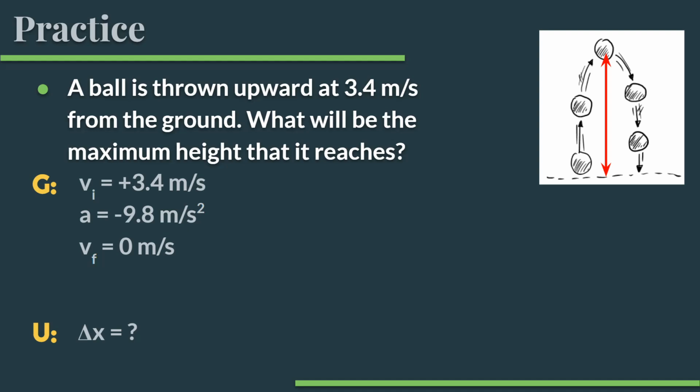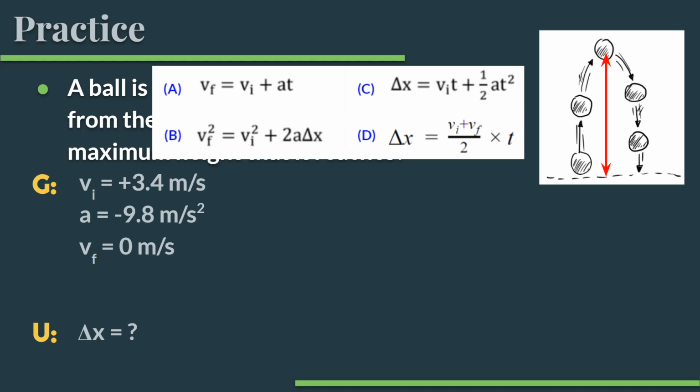If I look at my equations, I can use one of these, A, B, C, or D, to solve for delta x when I know VI, A, and VF. Which equation can I use? Take a look if you're not sure. A, B, C, or D? B. Yeah, I can use equation B. I don't know the time, so I don't want to pick any equation that has time in it, and the only one that doesn't have time in it is equation B. Equation B has VF, VI, A, and delta x. So that's the one we're going to use.